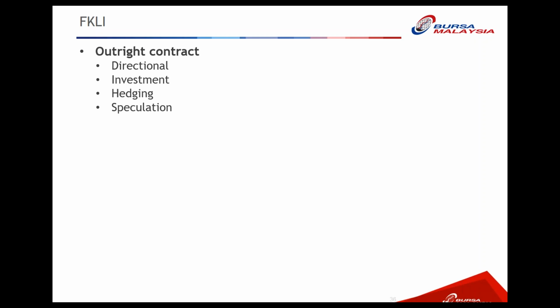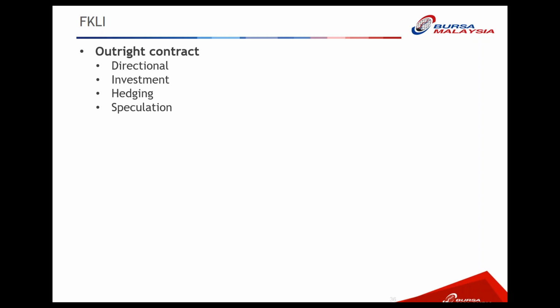And so that's why the FKLI, that contract that you just became aware of, we call it an outright contract. Why do you call it an outright contract? Because it's directional. If you trade with direction, that means you buy or you go long, hoping that the price will go up, or you short sell because you want to protect your stock market or your cash market, then you want it to go down, okay? This we call directional. That means you have a direction in your mind.